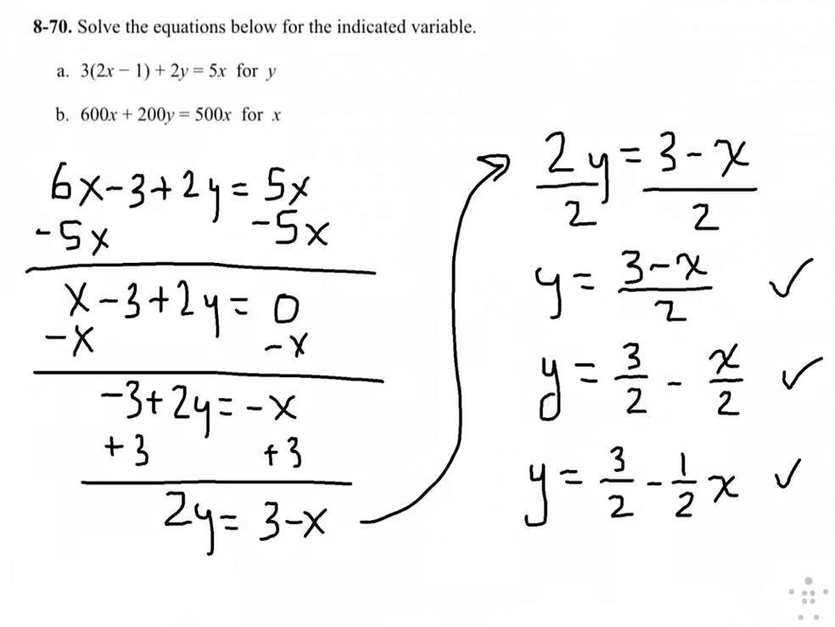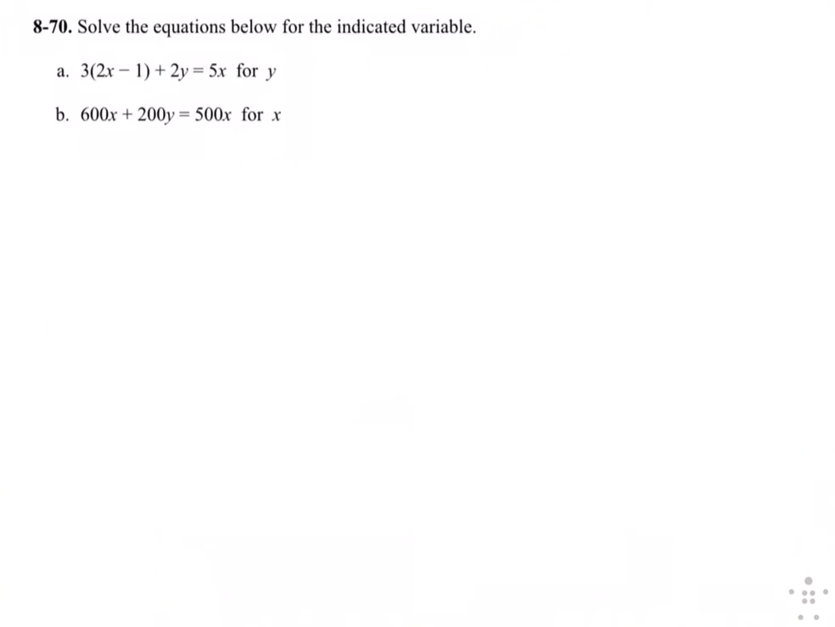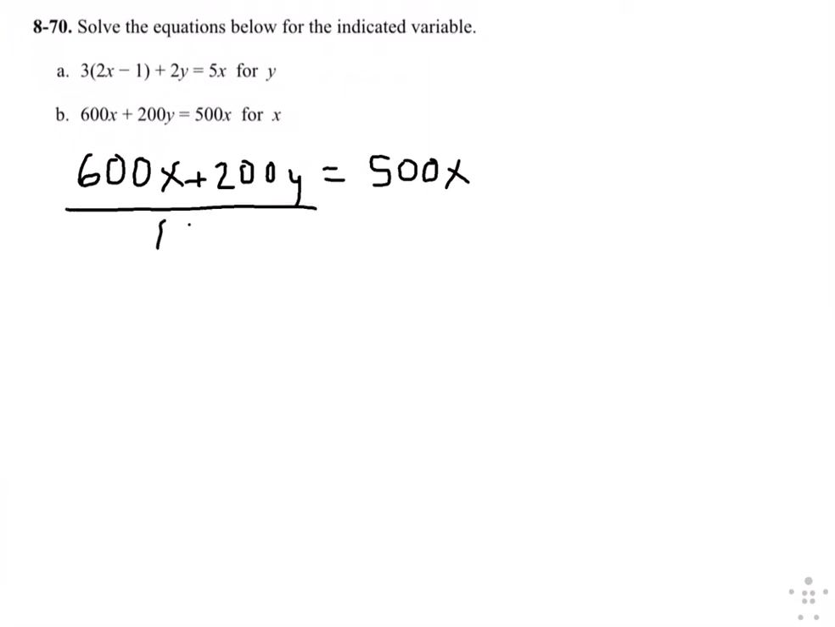Then for B, let me make some room here. We want to solve for x. So I have 600x plus 200y equals 500x. I'm just going to make life easier here and right away divide both sides by 100, right? So I have to write less. So I get 6x plus 2y equals 5x, right?